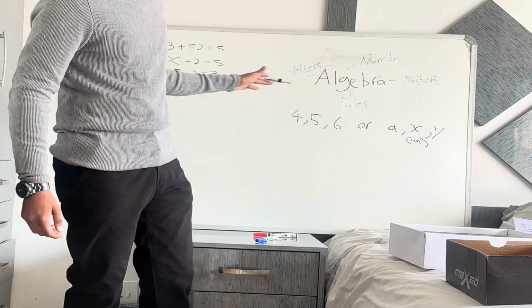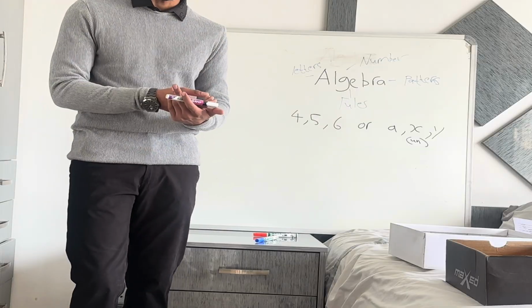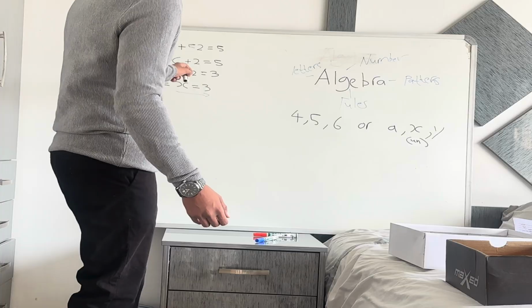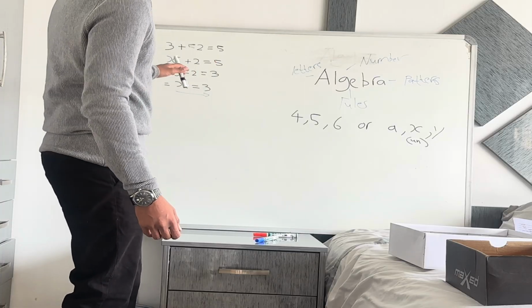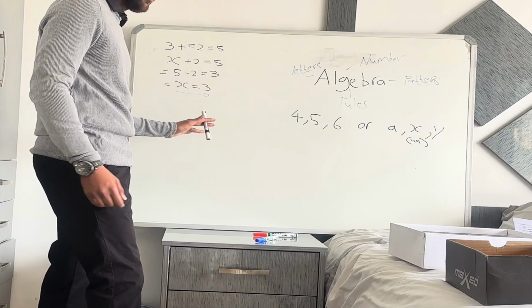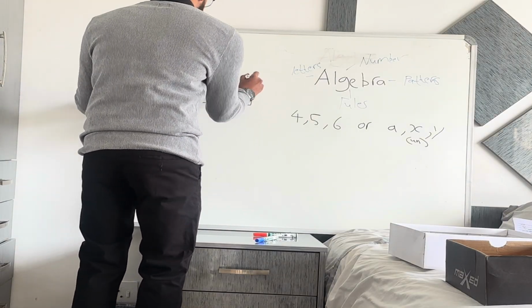So as you can see, sometimes in mathematics, we don't just need to find the missing number. We have to make these expressions easier to understand. So x plus 2 equals 5. By simplifying it in this way, we make it easier to understand. So let's move on to another one.